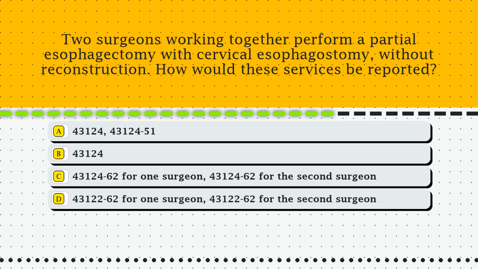Option A, 43,124, 43,124 to 51. Option B, 43,124. Option C, 43,124 to 62 for one surgeon, 43,124 to 62 for the second surgeon. Option D, 43,122 to 62 for one surgeon, 43,122 to 62 for the second surgeon.